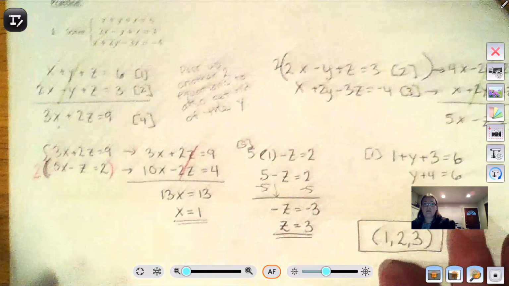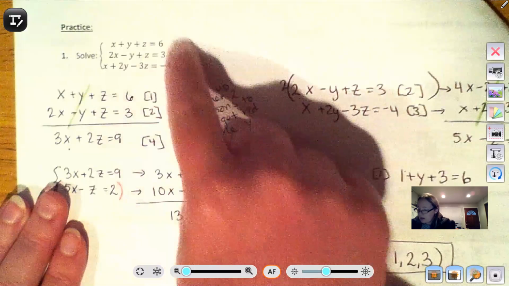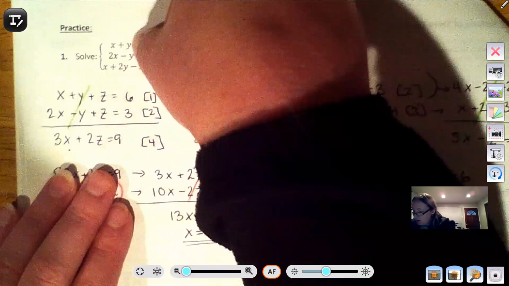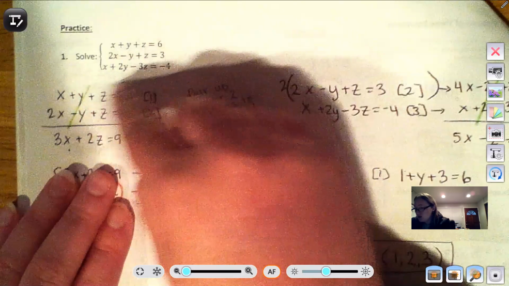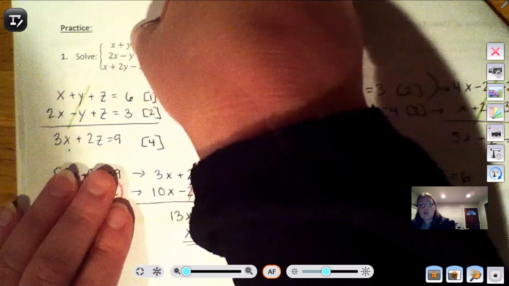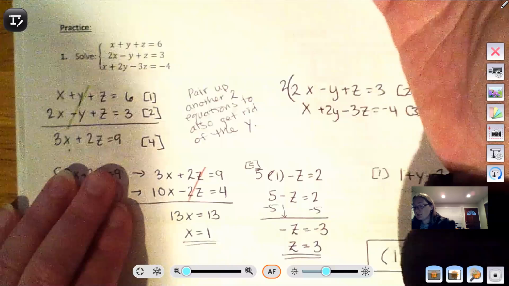So let's look at a few more just to get the idea behind it down. So here's my 3, and I'm noticing that I have opposite y's. I don't have opposites of anything else. So that would be pretty quick to eliminate the y's. So I'm going to eliminate y's. So I made that decision.